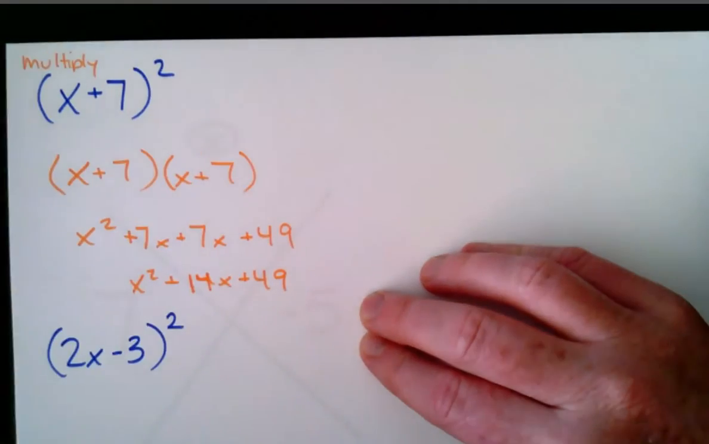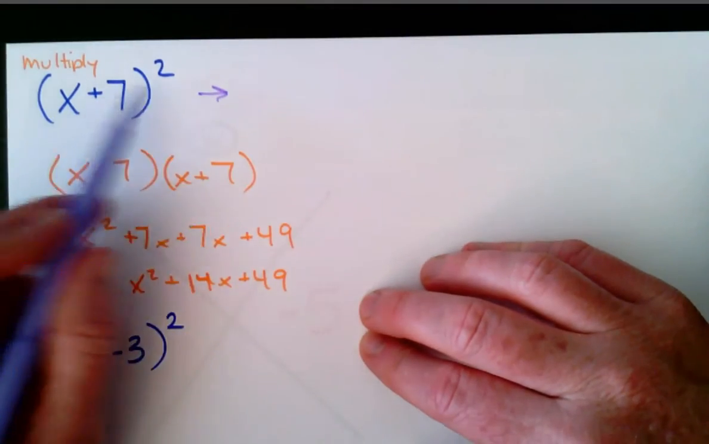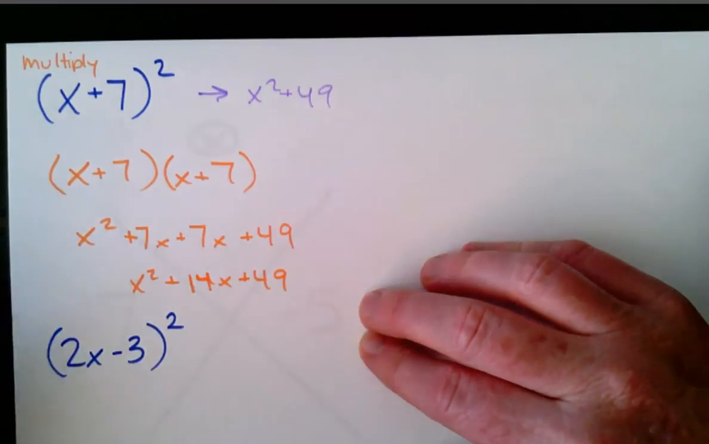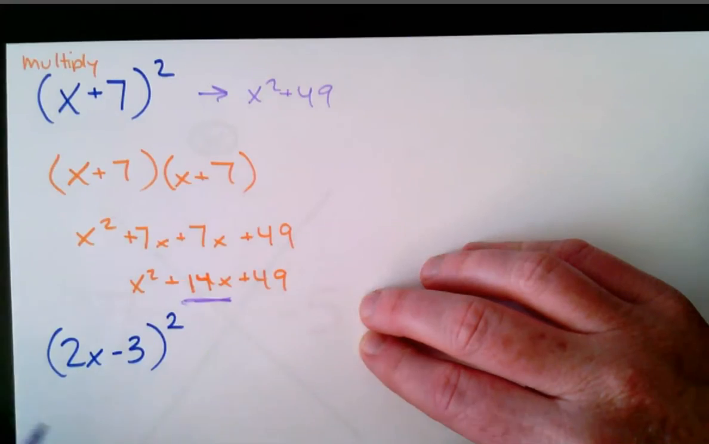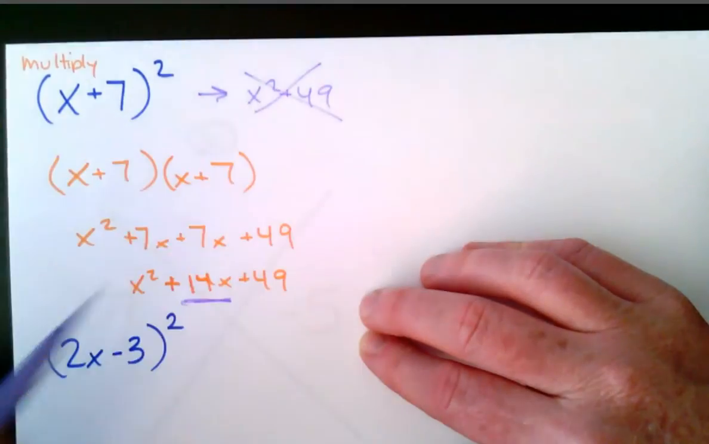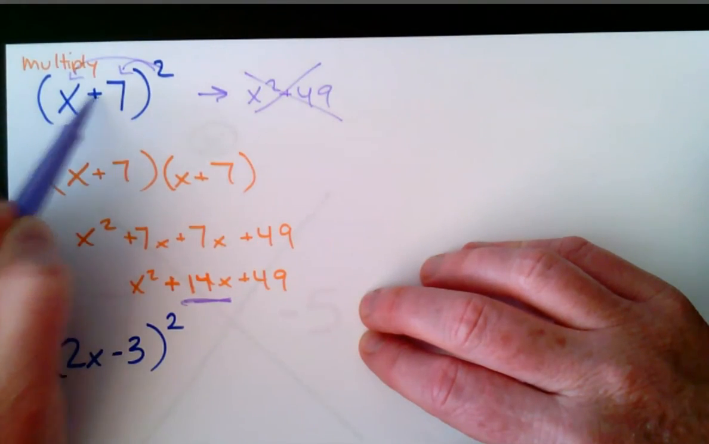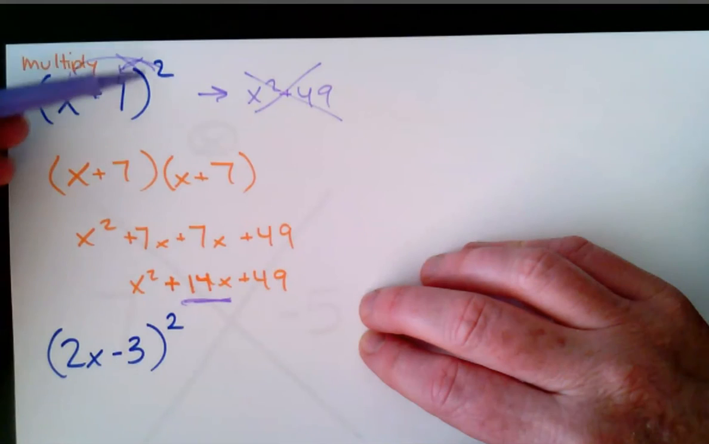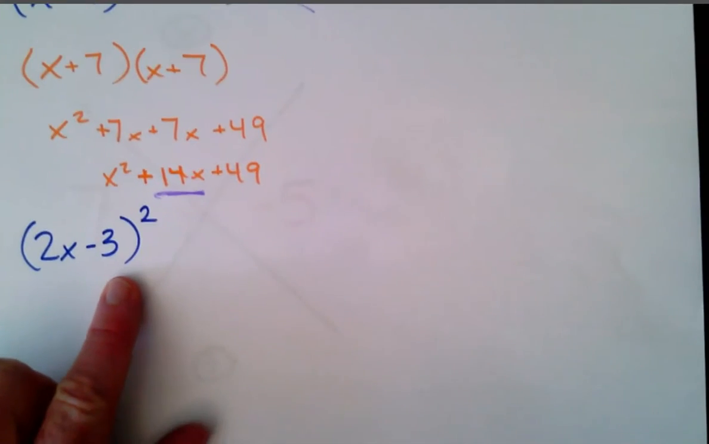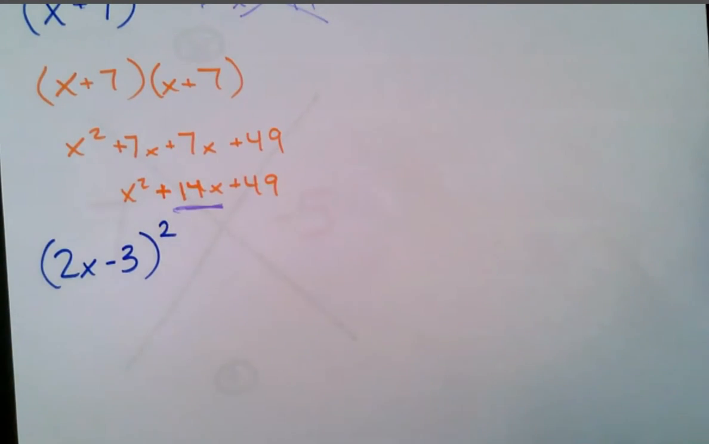Okay, now let's think about if you had done this instead. You said, oh, well, I could just square this, x squared and 7 squared. No, can't do that. You're missing the middle term, the positive 14x. Okay, this is not correct. You cannot distribute an exponent over addition or subtraction. No, no, no, no, no, no. All right, let's take a look down here. This is not 4x squared plus 9. You're going to forget the middle term.